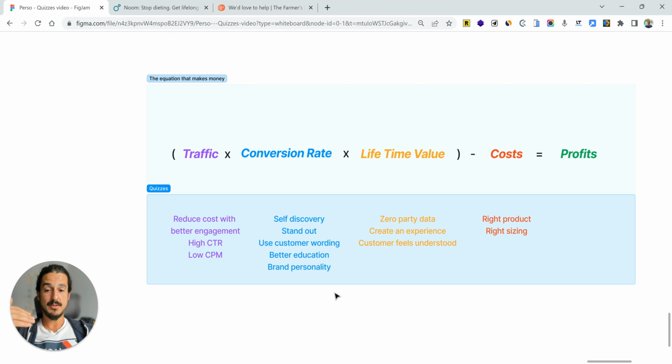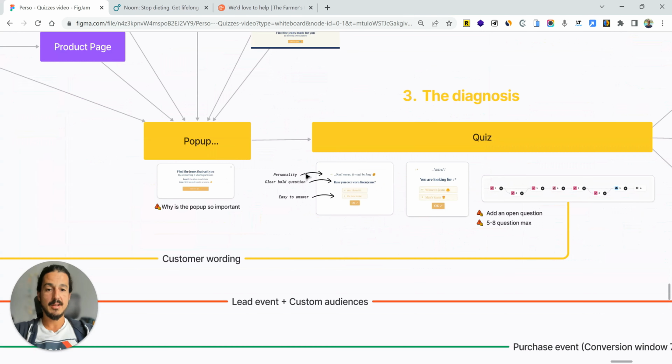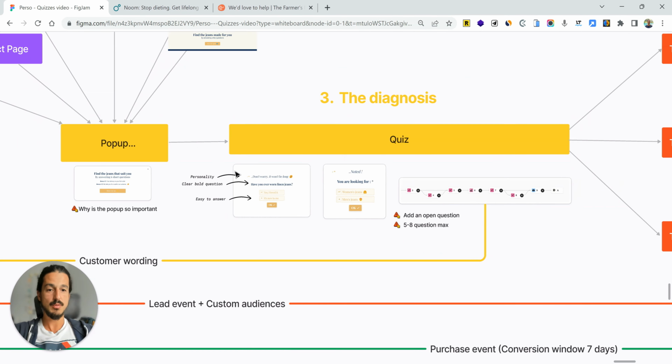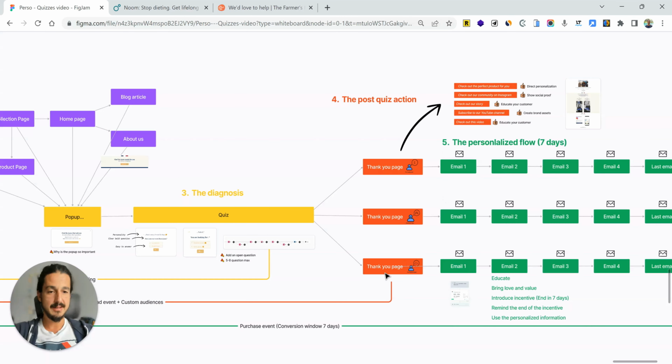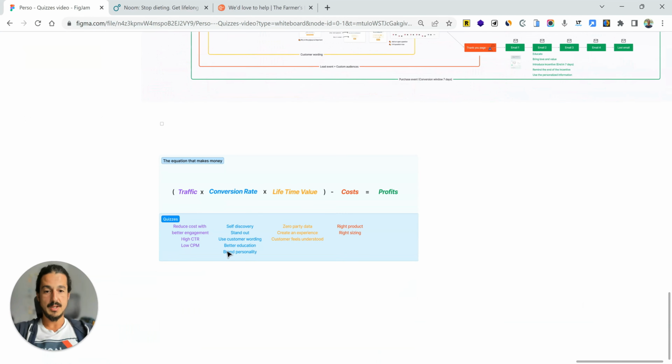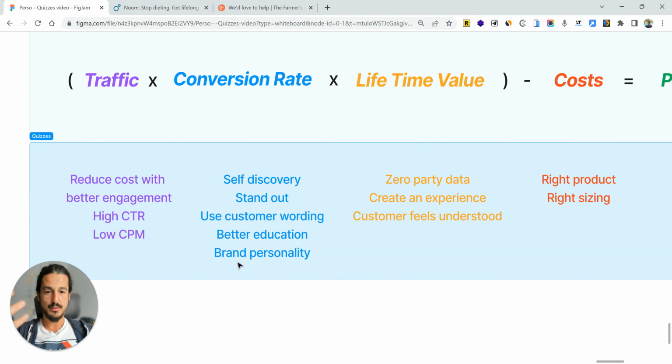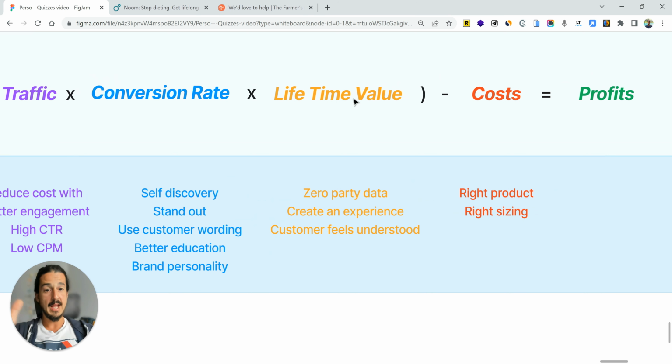A better education, because through the quiz the customer gets educated, then they get a personalized email flow that will educate them on the product that they need. And brand personality, because here the customer has a conversation with the brand. It is really the way it feels. They arrive on a website and then they have a conversation and then they get a recommendation. So it shows the brand personality a lot more than if it's only a website.